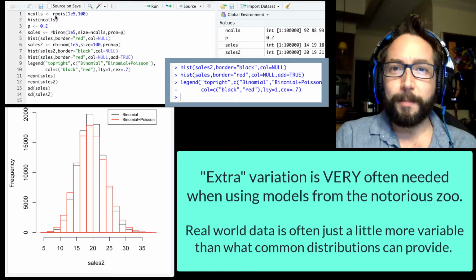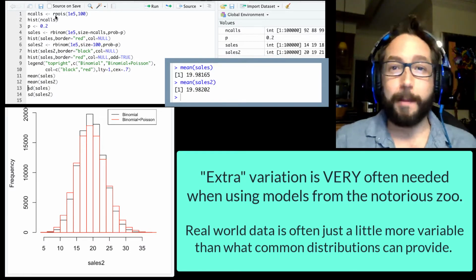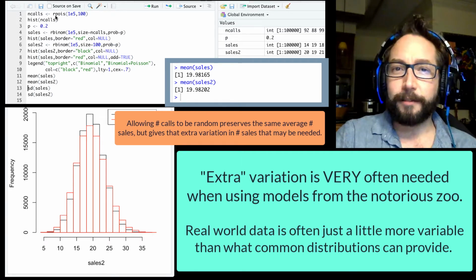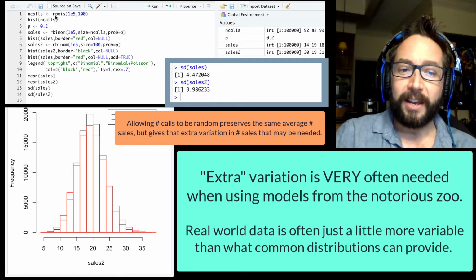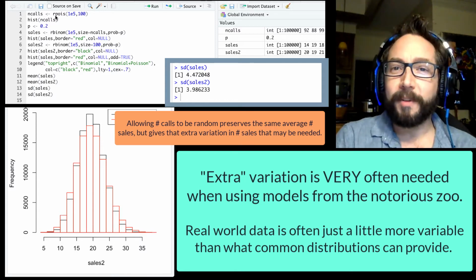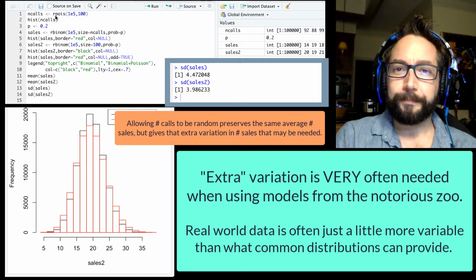So back to comparing just the vanilla binomial with the Poisson number of trials, we can see that in this case we have the same average of 20 sales per day, but adding the extra layer of randomness on that number of calls increases the standard deviation of the number of sales up to about 4.5 versus about 4 with that vanilla binomial.